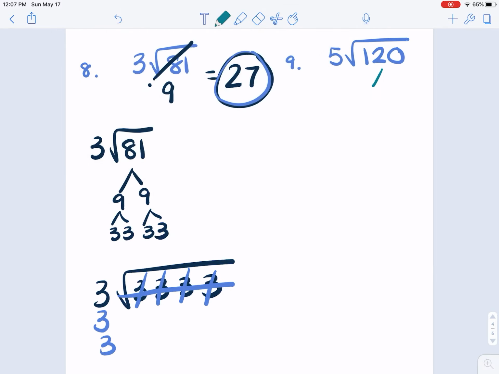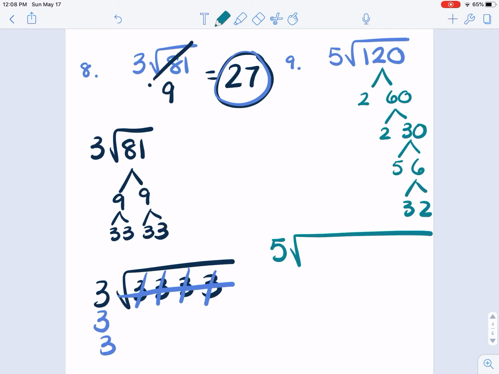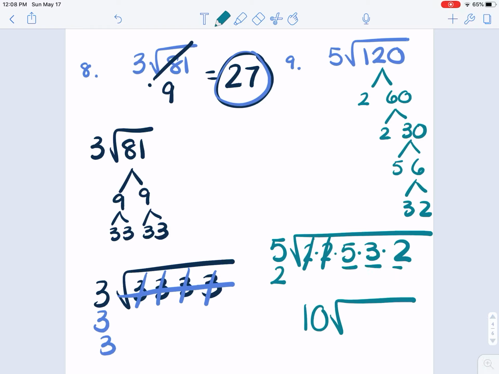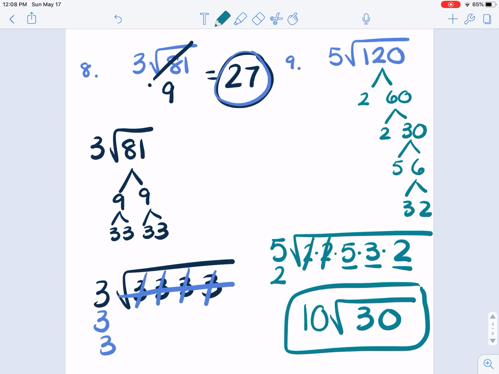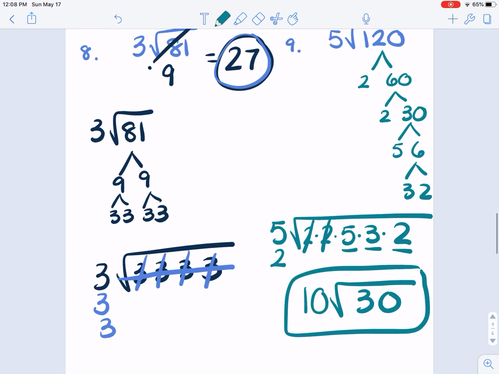All right, 120. Let's see, 2 and 60, 2 and 30, 5 and 6, 3 and 2. So again, I have a 5 already outside, 2 times 2 times 5 times 3 times 2. I can take out a 2, and that's it. On the outside, I'm going to multiply 5 times 2, which gives me 10. And on the inside, I got to multiply 5 times 3 times 2, which is 30. That doesn't have a perfect square that divides evenly into it.